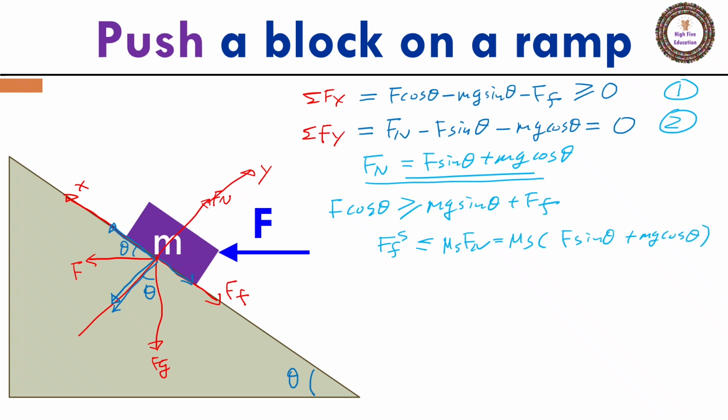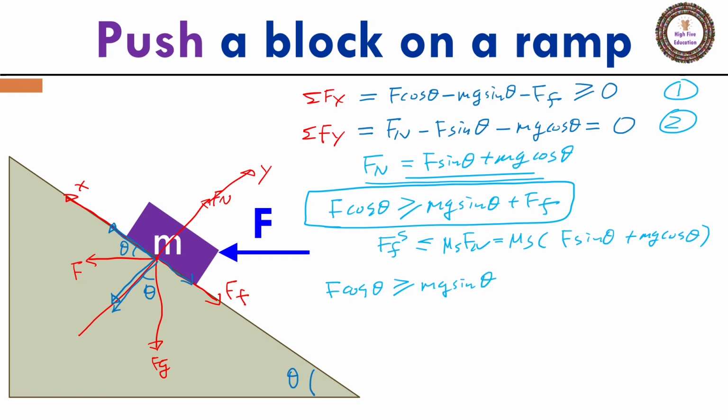So if I want to push the block up, remember, this is the criteria. That means the force I need to apply should satisfy F times cosine theta larger or equal to mg sine theta, plus this maximum static friction force, which is mu s times F times sine theta plus mg times cosine theta.